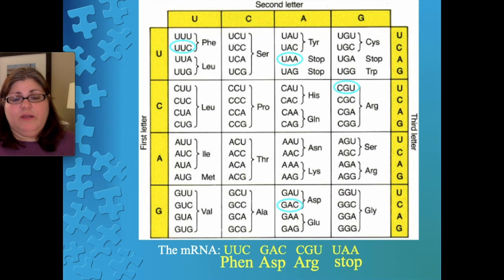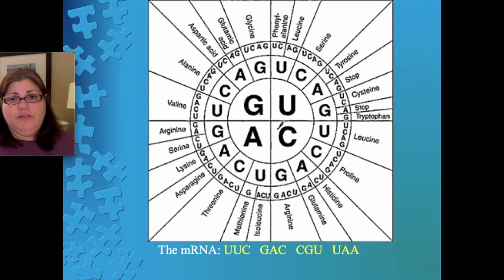This is the traditional codon chart. A lot of my students prefer to use this circle one. So we can do the same thing. UUC, we're going to start in the middle. So U puts us in this quadrant. And then the second one is the next ring out. So UU puts us in this section here. And then UUC puts us here in, once again, phenylalanine.